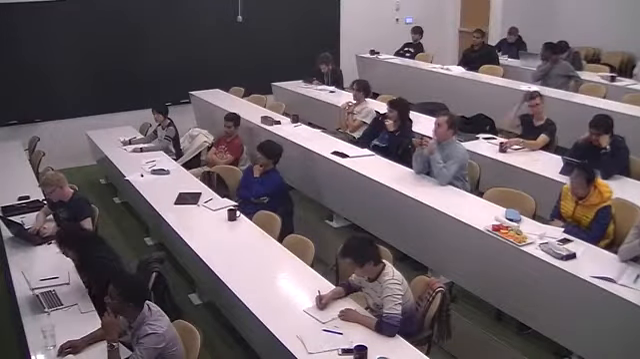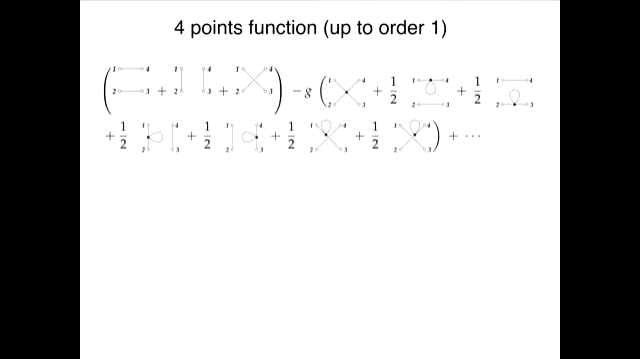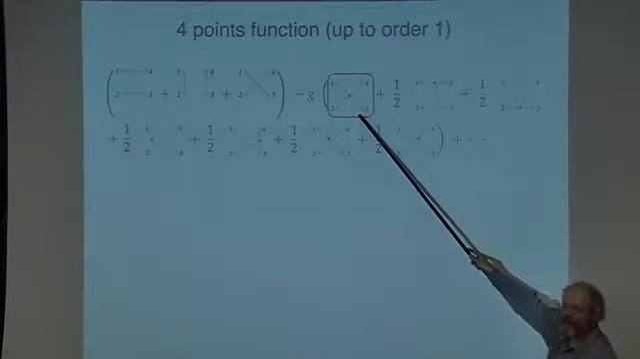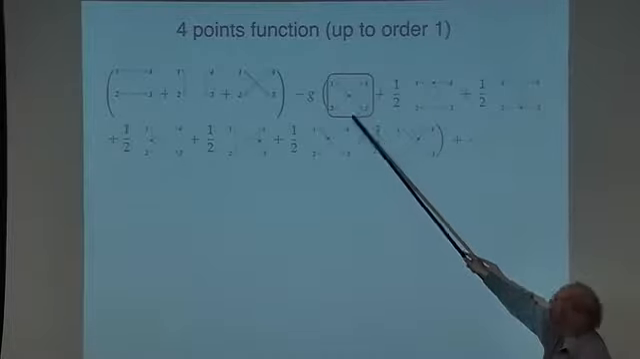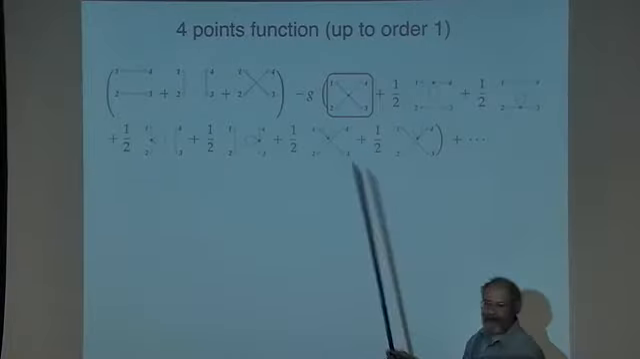Okay, so now let me go back to the 4-point function. These are the diagrams that I drew that appear at order G in the expansion of the 4-point function. And out of these, there is only one irreducible connected diagram: this cross. All the other ones are disconnected.